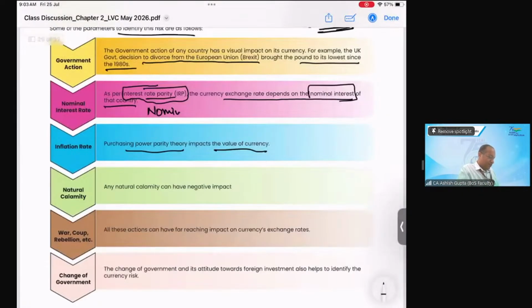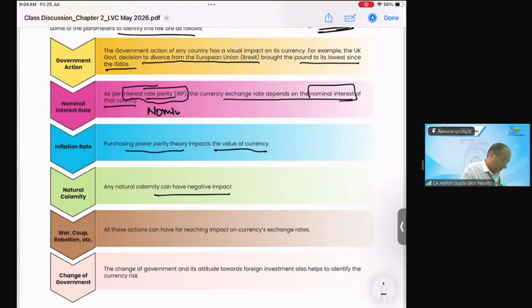Now next is natural calamity. Any natural calamity, like COVID, can impact import and export and lead to currency risk. Yes, you are right. Nowadays even climate risk is becoming one of the important risks. In some countries there are floods and earthquakes, and their currency rates are impacted one time. Of course, they become normal after some time, but at one time this rate can be impacted.